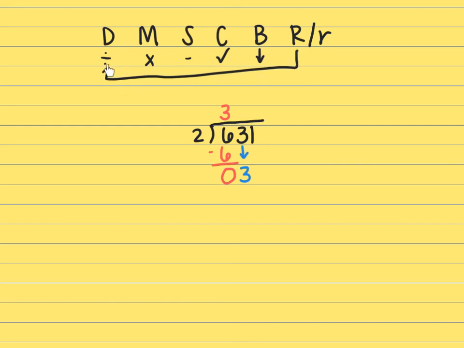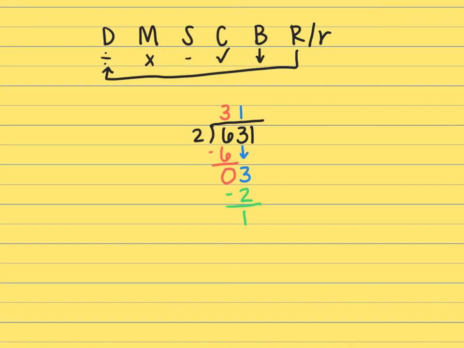So I go all the way back and divide. So I take 3 divided by 2. 3 divided by 2 is 1. Now we need to multiply. 1 times 2 is 2. Subtract 3 minus 2 is 1. I check, is 1 less than 2? Yes, so we did a good job.